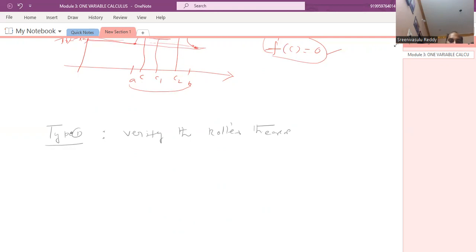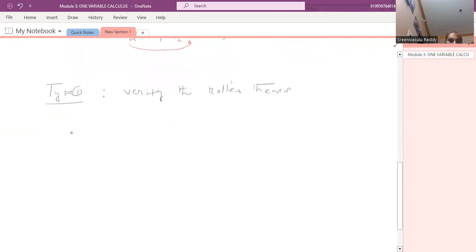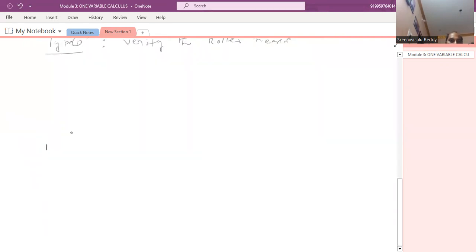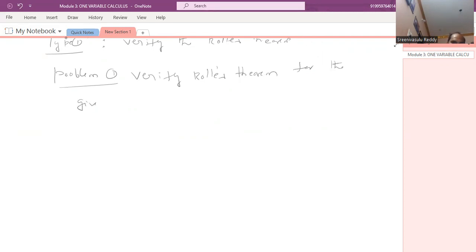For example, first problem. Verify the Rolle's theorem for the given function f of x equal to sin x by e power x in the interval.